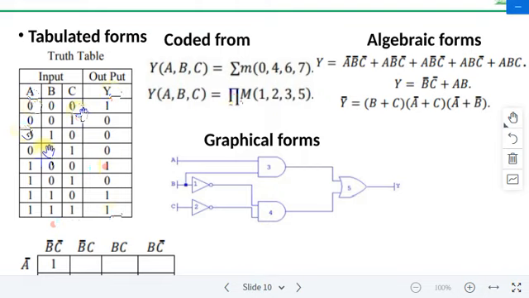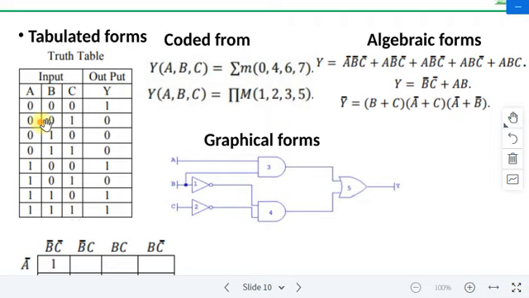And the product of sums is written by this pi symbol, and it indicates the positions of zeros. Look at the positions of zeros here. So this is the first position, 0, 0, 1 is 1, 0, 0, 1 is 1. So this 1 is written here.